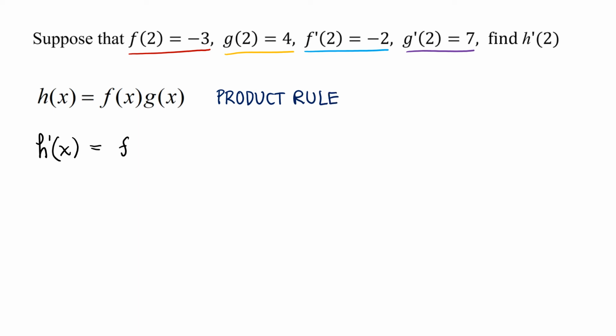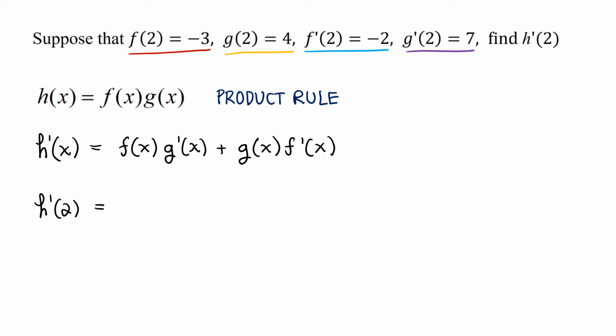So we have f of x times g prime of x plus g of x times f prime of x. So the first times the derivative of the second plus the second times the derivative of the first. So this actually just looks like the definition of product rule. Now that we've found the derivative, we can substitute. So this will be f of 2 times g prime of 2 plus g of 2 times f prime of 2.